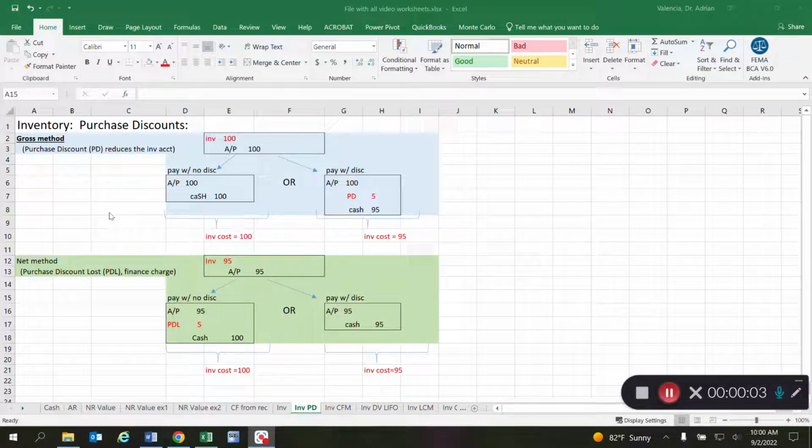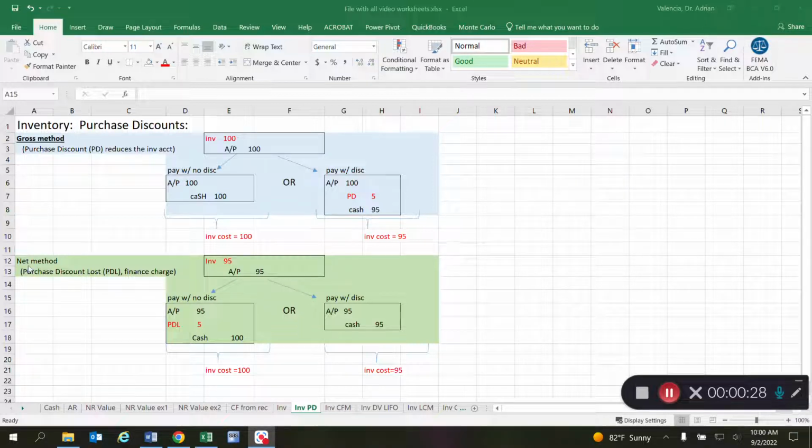In this video, I'm going to discuss how we account for purchase discounts related to inventory items. Now, even though I'm choosing inventory as the setting to discuss purchase discounts, the items that I'm going to discuss here can apply in other scenarios as well, not just regarding inventory. But let's go ahead and look at it from this perspective.